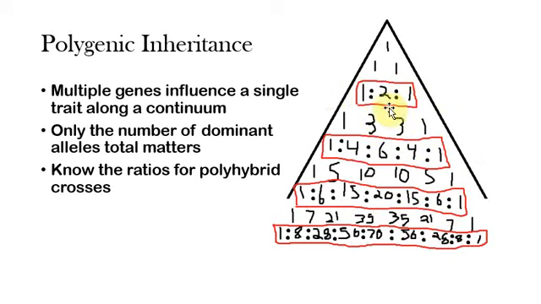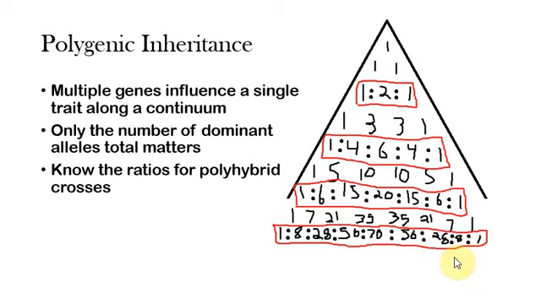If there's only one gene, it's 1 to 2 to 1. We've already gone over this with Punnett squares. This is a monohybrid cross. If you have 2 genes, then it's 1 to 4 to 6 to 4 to 1, and that would be a dihybrid cross, but the ratios are slightly different in polygenic inheritance. You can also have 1 to 6 to 15 to 20 to 15 to 6 to 1, or 1 to 8 to 28 to 56 to 70 to 56 to 28 to 8 to 1.